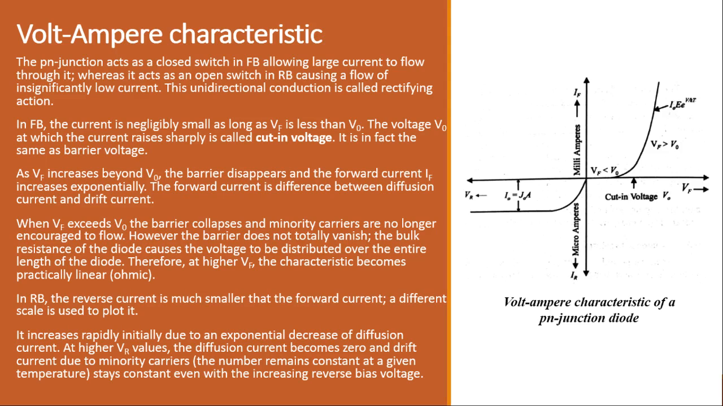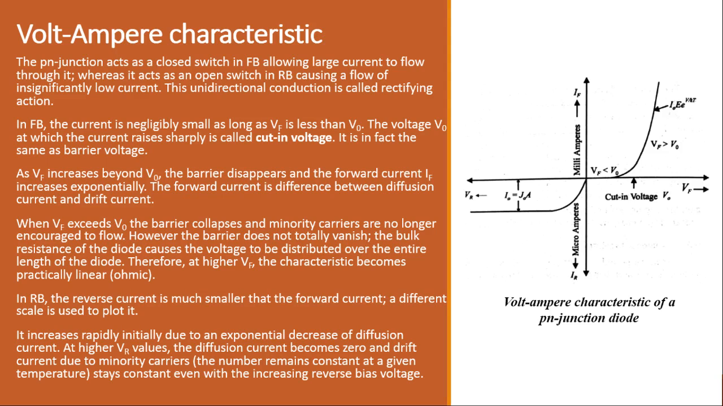The reverse current through the junction is much smaller than the forward current, and hence a different scale is used for plotting the reverse bias characteristic part. You can see here in the graph, in the reverse characteristic part, the scale used for plotting current is microamperes, because the current is much smaller than that obtained in the forward bias.